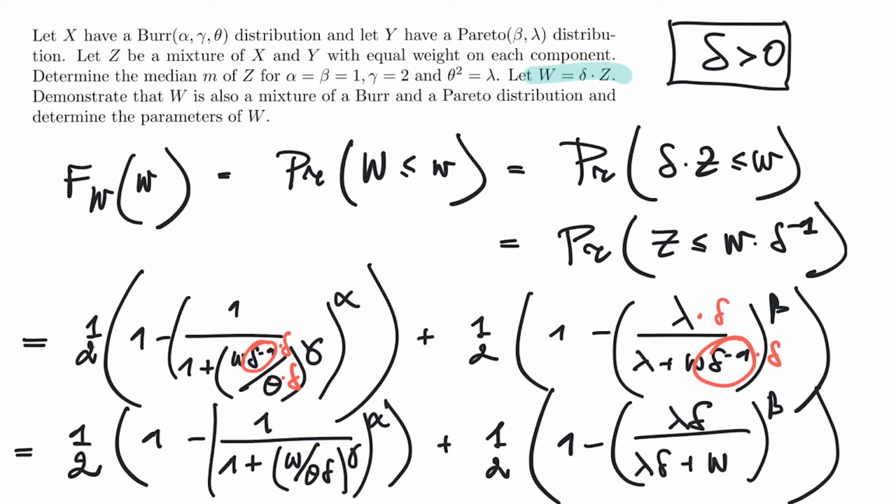On the left side, we recognize the cumulative distribution function of a Burr distributed random variable with parameters alpha, gamma, and theta times delta. So not just theta, but theta times delta. On the right hand side, we recognize a cumulative distribution function of a Pareto distributed random variable with parameters beta and lambda times delta. So not just lambda, but lambda times delta.